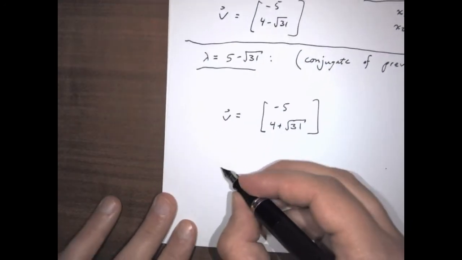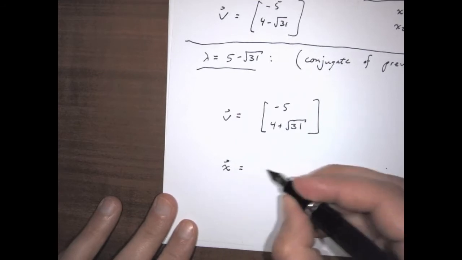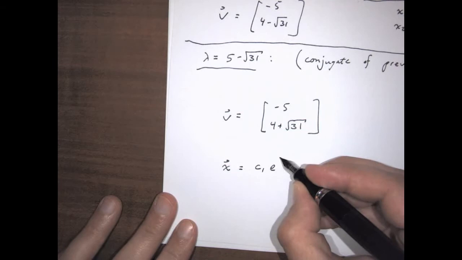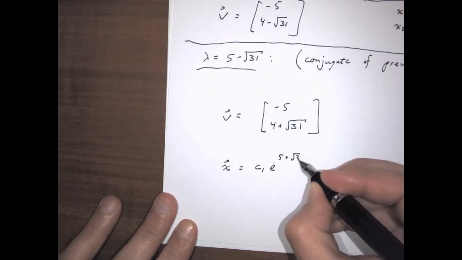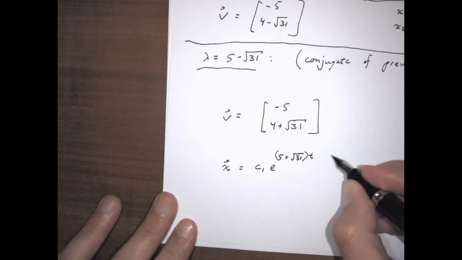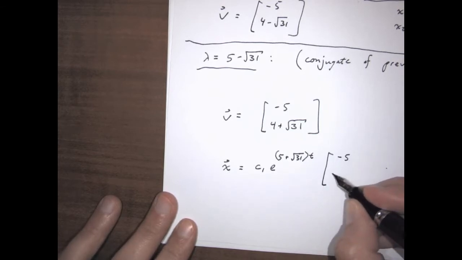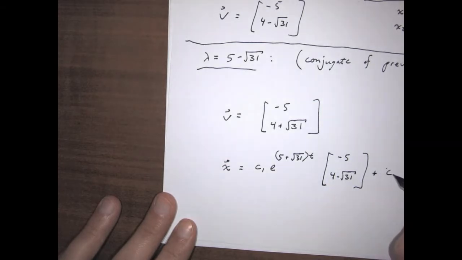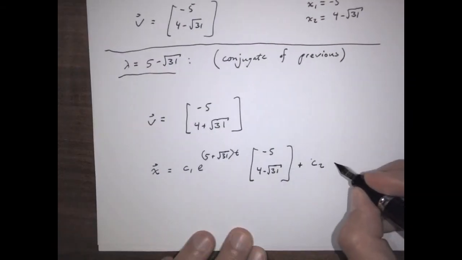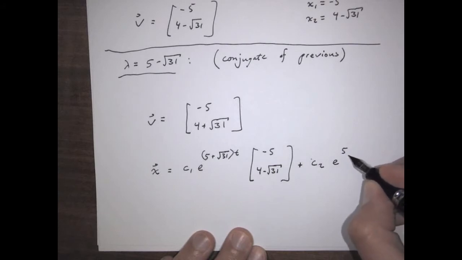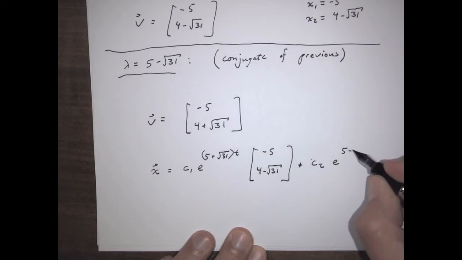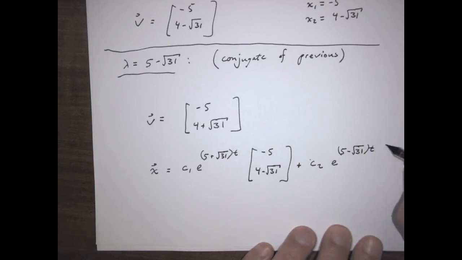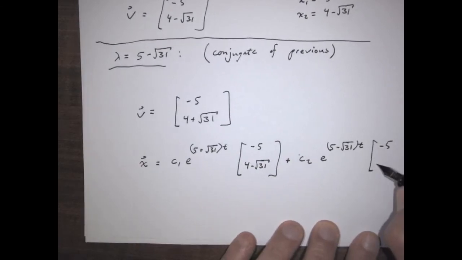And so then that gives us an x, so a solution c1 e to the 5 plus root 31 t times (-5, 4 minus root 31) plus c2 e to the 5 minus root 31 times t times (-5, 4 plus root 31).